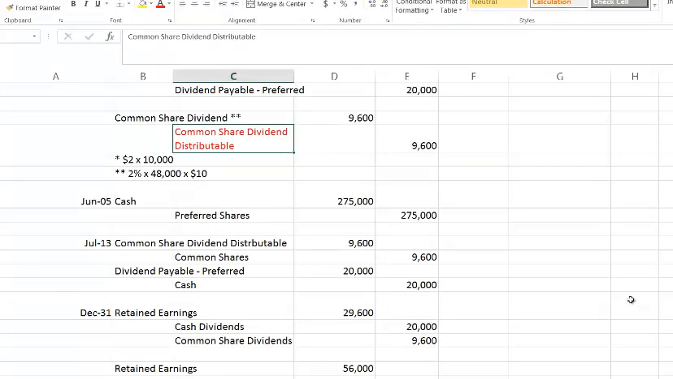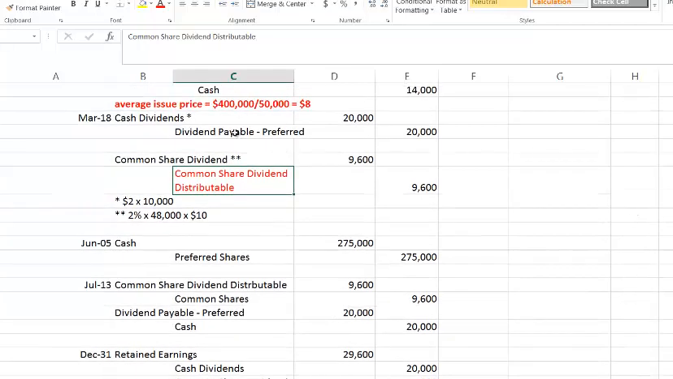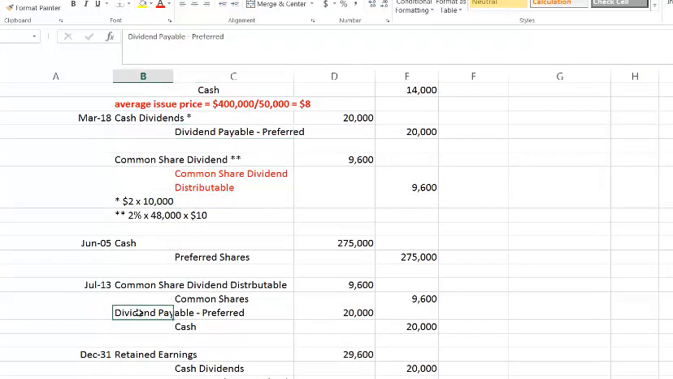Now, on July the 13th, we do two things. We issue the share dividend and we pay out the cash dividend on the preferred shares. So you'll notice here, we credited dividends payable back in March. So now in July, we're going to debit that account and credit cash. Notice here on March the 18th, we credited the distributable account, which we're going to debit now, and credit the common shares. So it's only when you issue the shares that you credit the common share account.